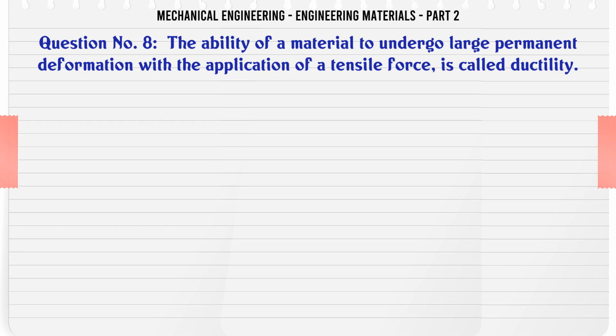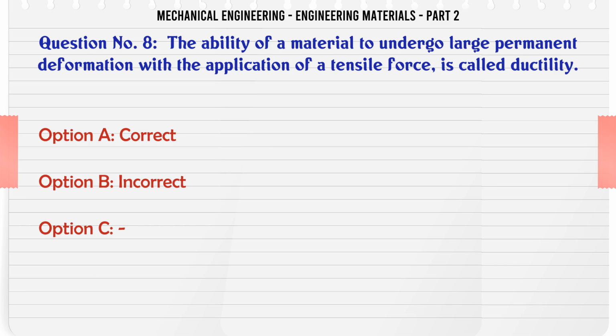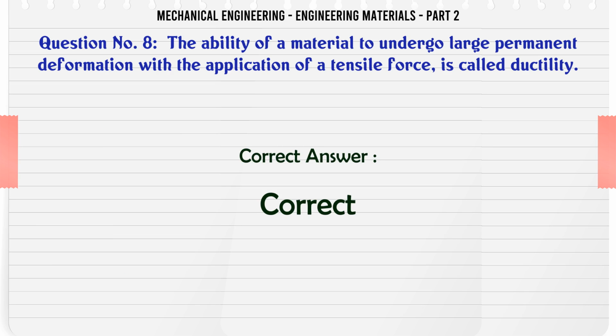The ability of a material to undergo large permanent deformation with the application of a tensile force is called ductility. A. Correct. B. Incorrect. C. D. The correct answer is correct.